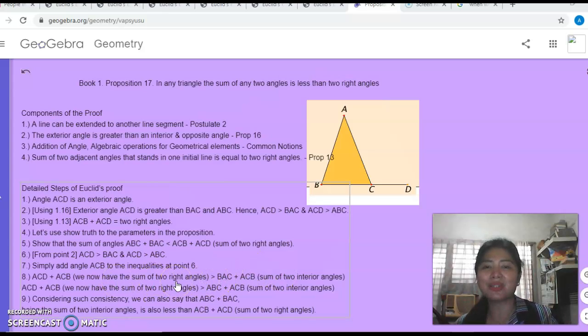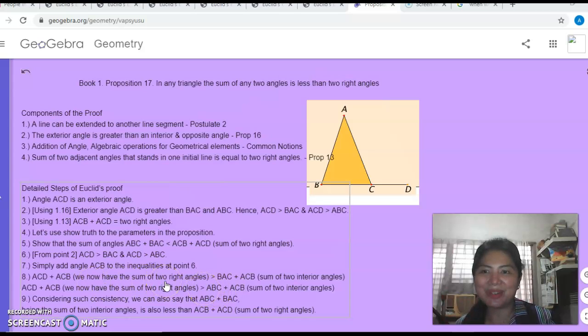The same process for the second inequality here: we will add angle ACB to both sides of the inequality. So we again have ACD plus ACB being the sum of two right angles. And we have ABC and ACB, another pair of interior angles, and we are adding this pair. We now have a new inequality which shows that the sum of two interior angles is really less than the sum of two right angles here.